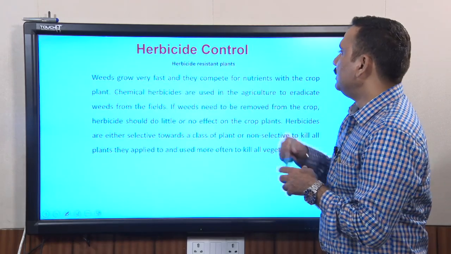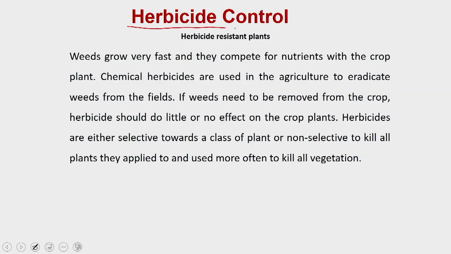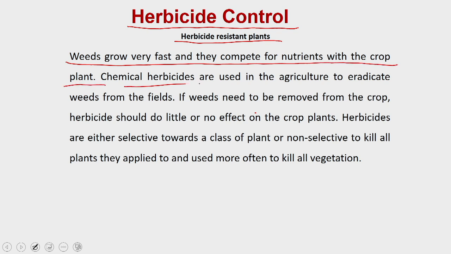Now, the second is herbicide control. So, you have to generate herbicide resistant plants. You know that weeds grow very fast and they compete for nutrients with the plants. So, chemical herbicides are used in agriculture to eradicate weeds from the fields. Weeds are the unwanted small plants which grow within the field, and they grow very fast because they take up the nutrition.